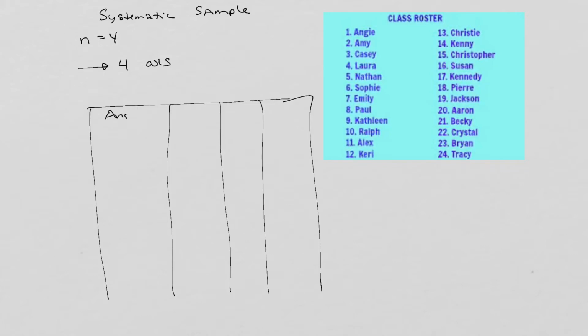Like I've got Angie, Amy, Casey, Laura, and then just kind of go in and fill in the rest of these. You can go downwards if you want to as well. It doesn't really matter, just as long as you put them in here somehow. Right. So then eventually this last row would be Becky, Crystal, Brian, and Tracy. Right.